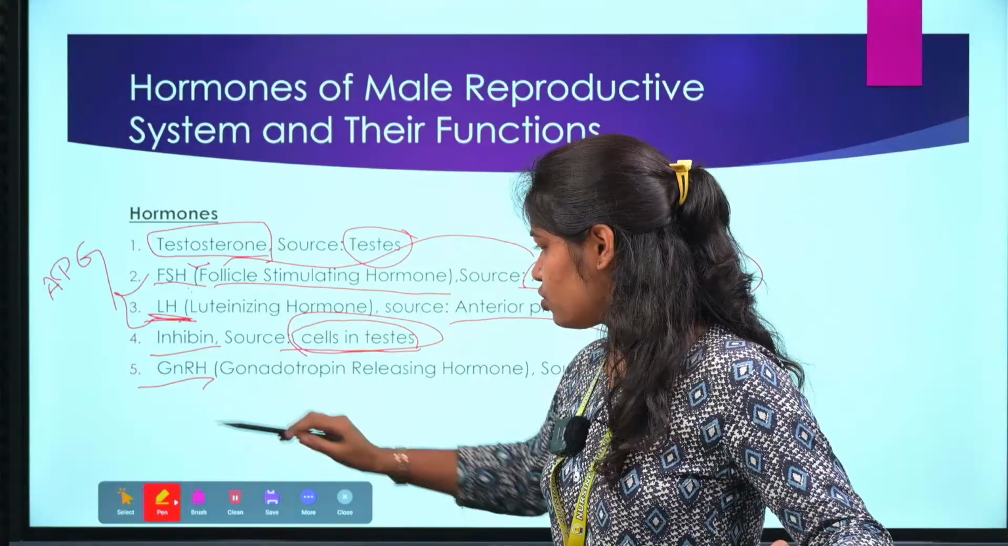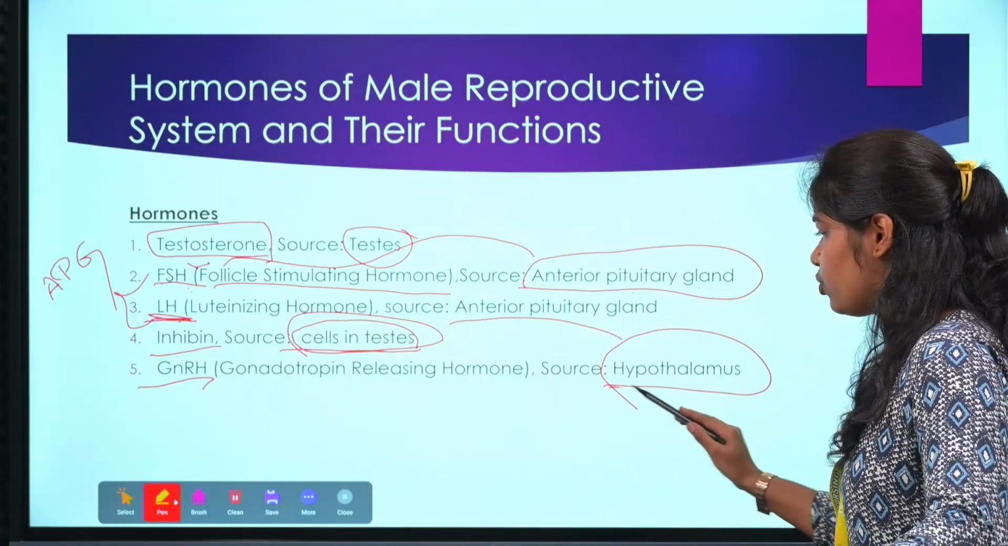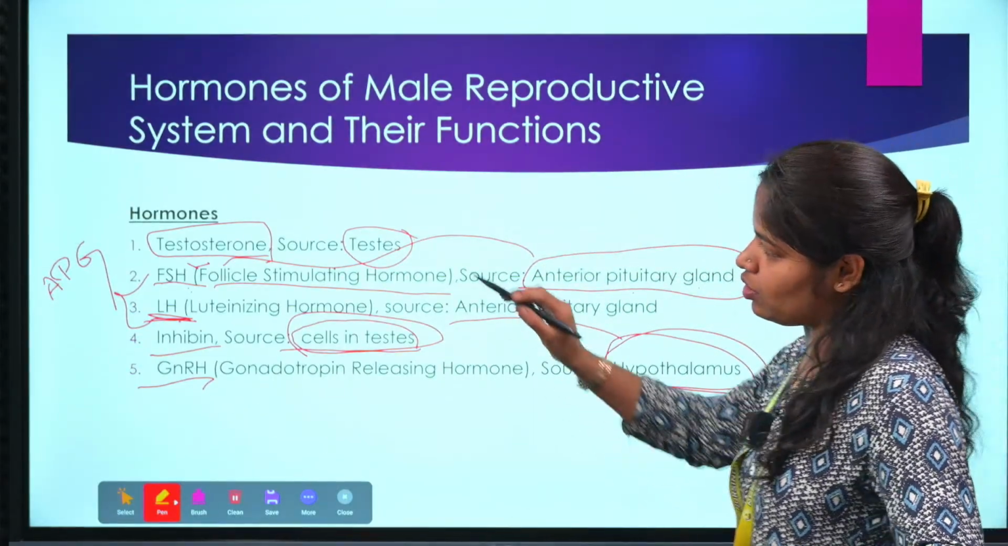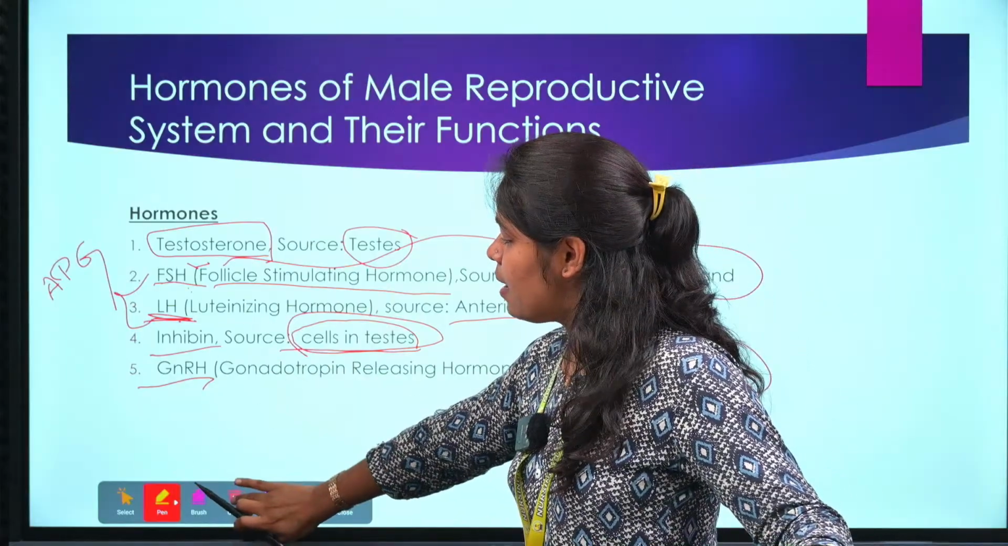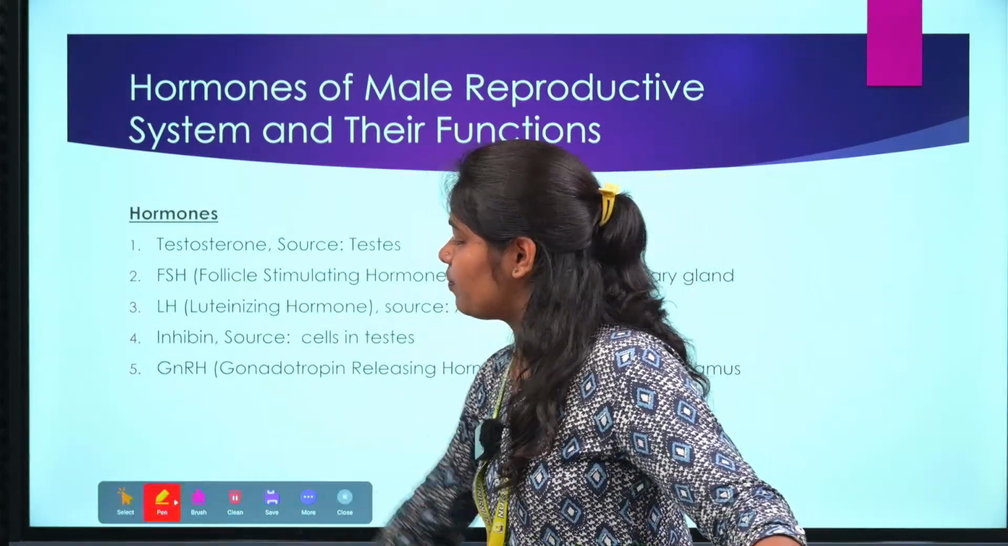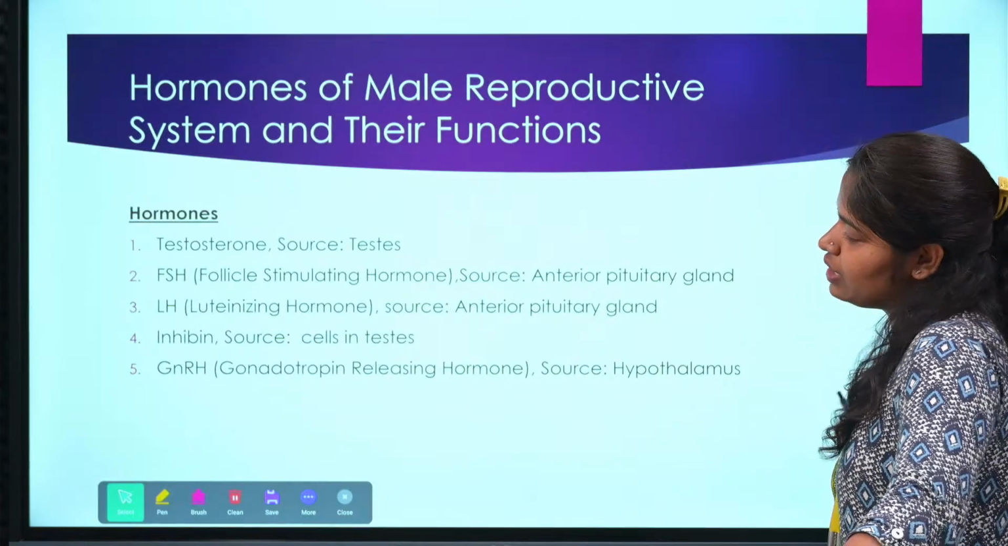Then gonadotropin releasing hormone is produced by the hypothalamus. These are all the hormones present in the male reproductive system. Next, what are all the functions of these hormones?